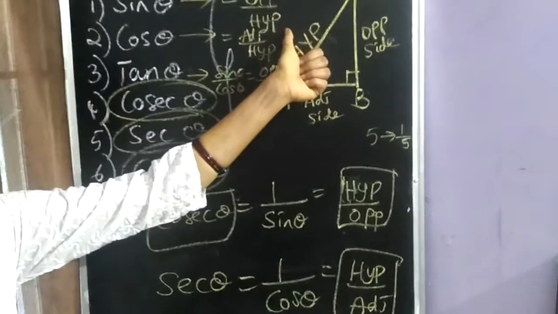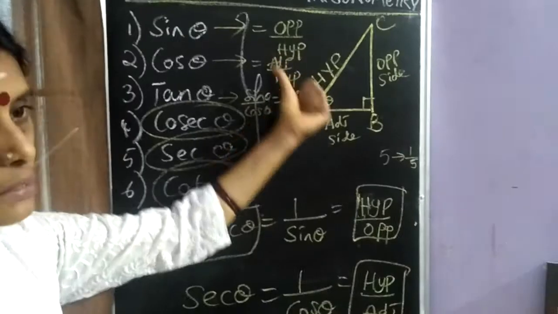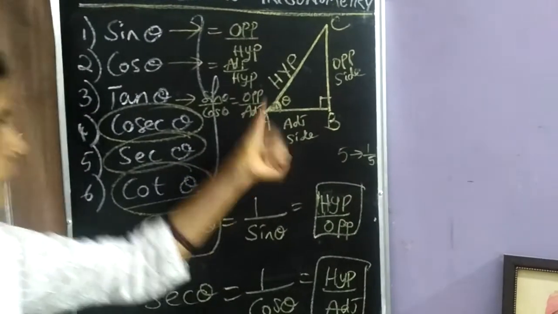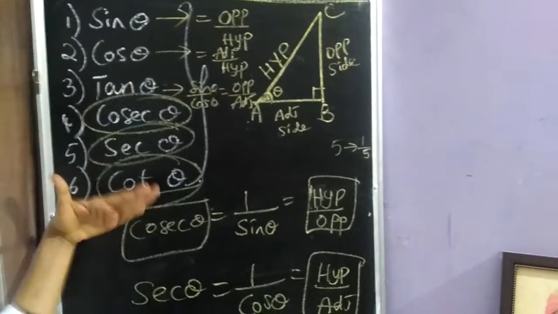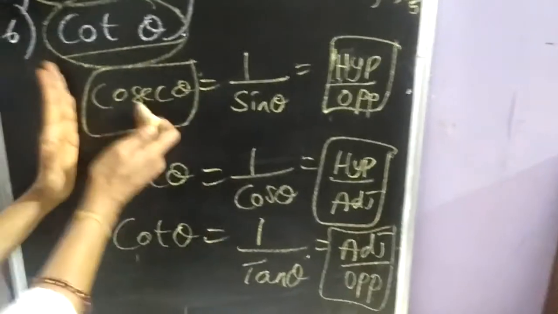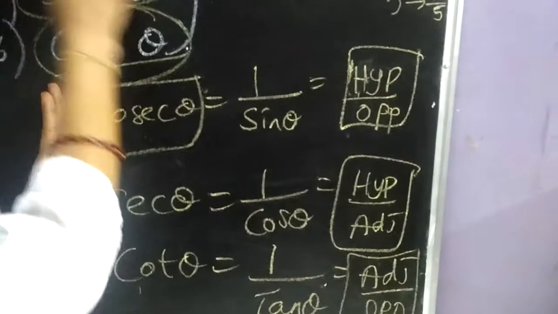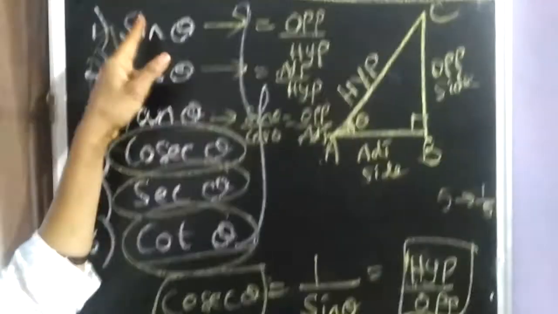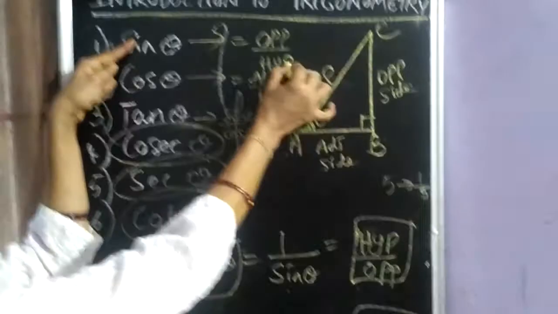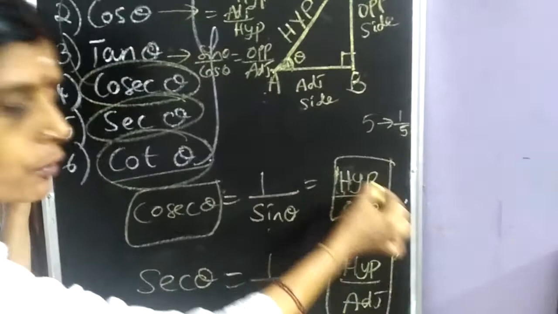Once again, sine is opposite by hypotenuse, cos is adjacent by hypotenuse, tan is opposite by adjacent. When you know these 3 ratios, the next 3 can be written in an easy way. How? Cosecant is the reciprocal of sine. So 1 by sine means instead of opposite by hypotenuse, you are writing it as hypotenuse by opposite.